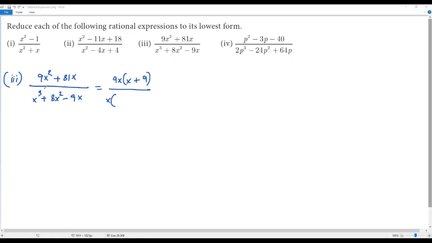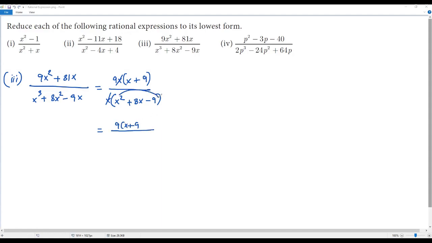When I divide this first term x cube by x, I'm getting x square. When I divide this positive 8x square by x, I'm getting positive 8x. When I divide this negative 9x by x, I'm getting negative 9. Here this x and x can be cancelled. Then we get 9 times x positive 9.